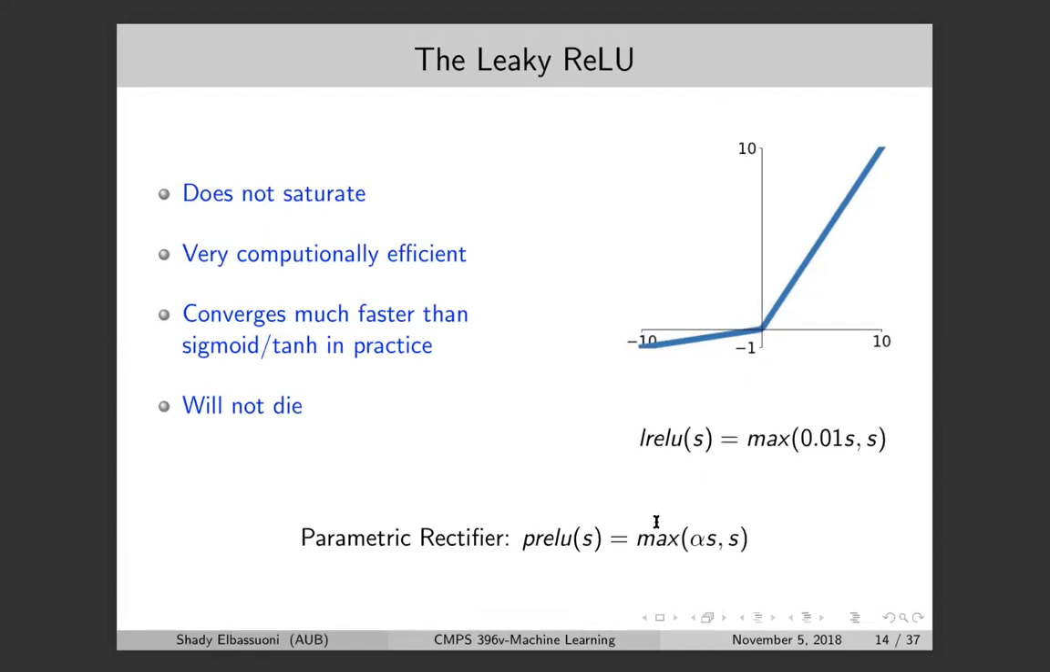And there is a more general form, which is you do the maximum of alpha S and S. So alpha is a hyperparameter. So we choose it by validation? You set it by validation, exactly. So you can use the parametric rectified linear unit, and you set this alpha using validation. Maybe 0.01 is not perfect, so you just set it using validation.